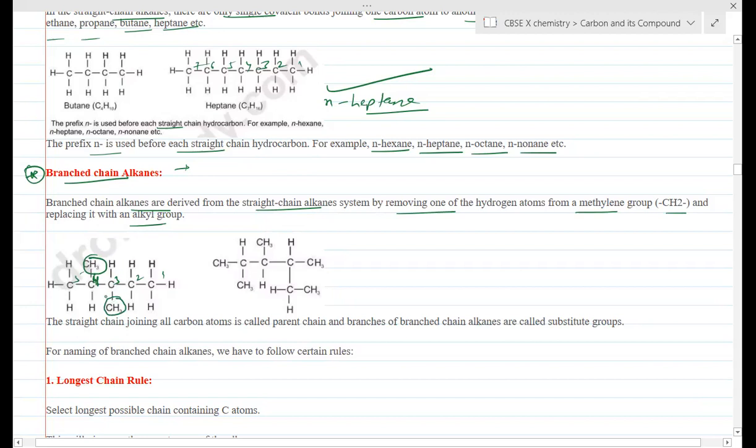Okay, so here we want to write the structure. This is CH3. This is C-CH3. Then H is there here. Then H and CH3 here. H and CH3 here.